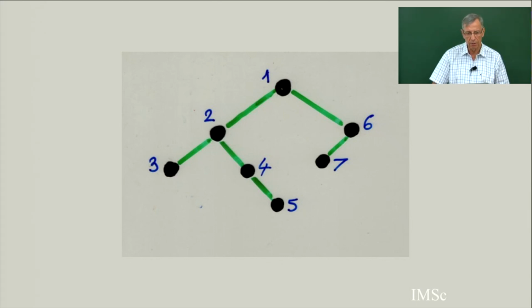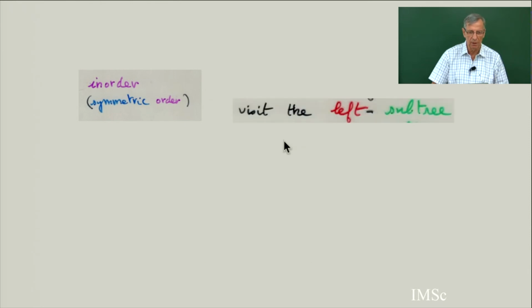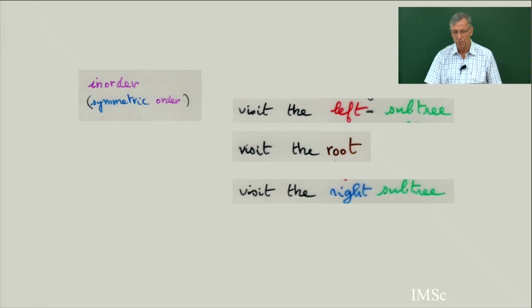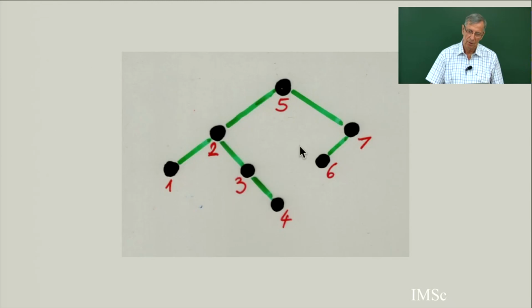I will use the second order, the symmetric order, or in-order. First you visit the left subtree, then you visit the root, and then you visit the right subtree. So this is in-order, symmetric order. I have a tree defined recursively. So first I visit the left subtree.